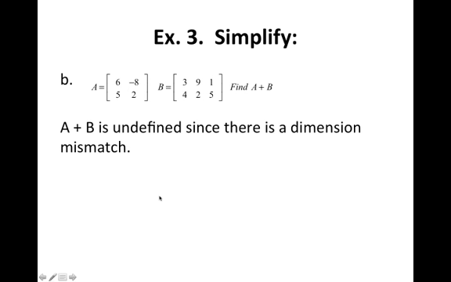Okay, for part B, there's a problem. On part B, A is a 2 by 2, but B is a 2 by 3. So its addition is undefined. Okay, and we call that a dimension mismatch. The dimensions won't allow us to add the two together.